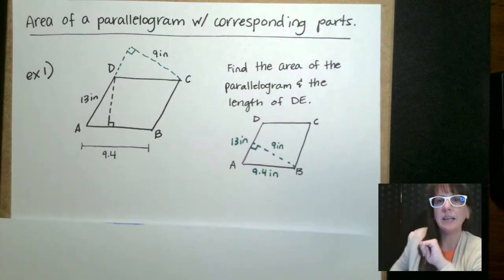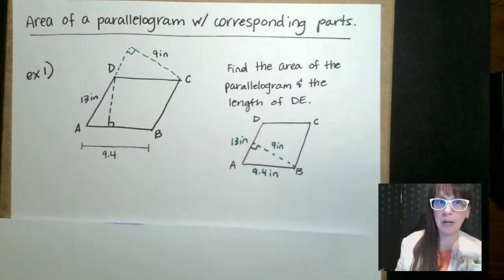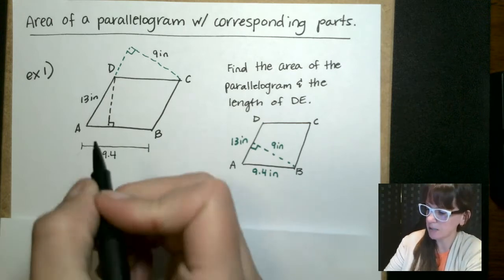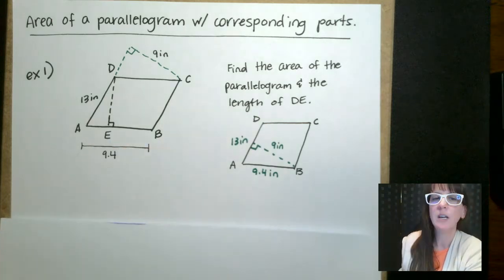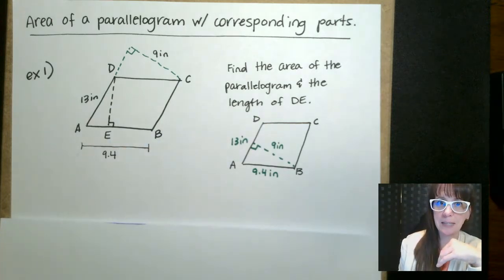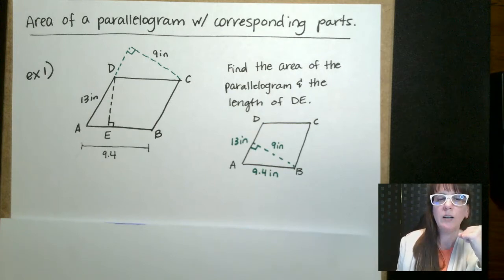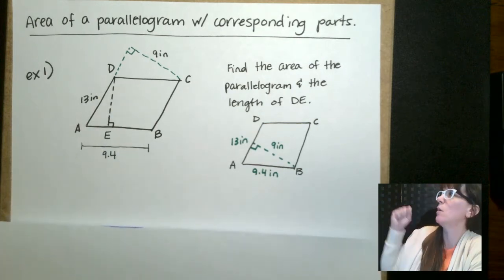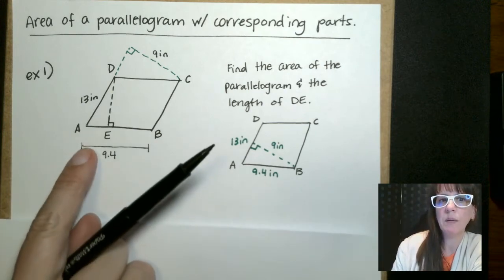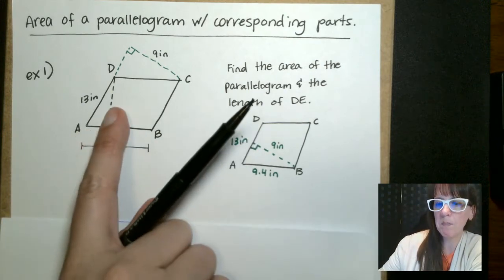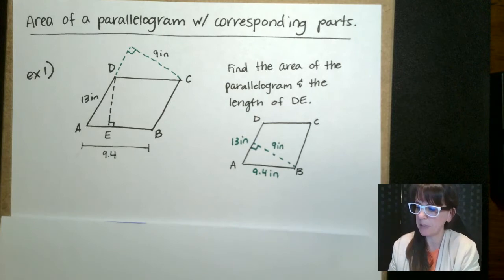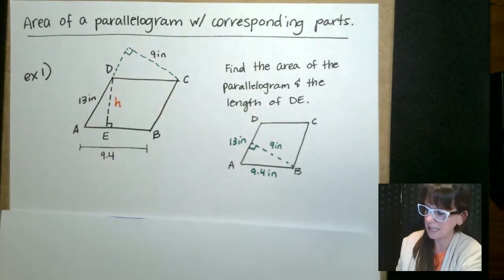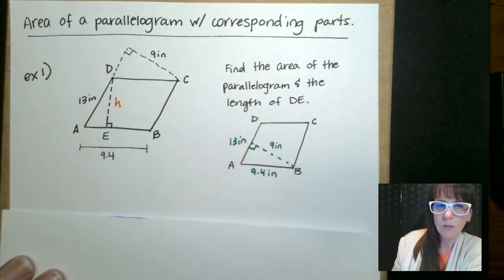So we want to find the area of the parallelogram, plus we want to find the length of DE. This is supposed to say E. My bad. So we want to find the length of DE. So looking at this parallelogram here, we have our base, which is 9.4, but we're missing that height there. So I'm going to put a big H for that height because we're missing that.